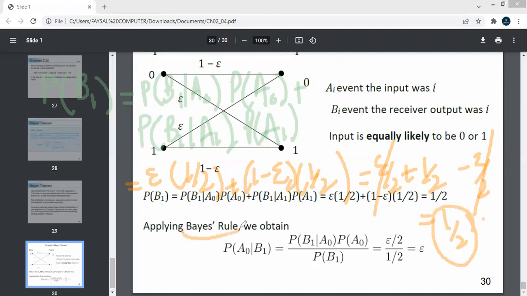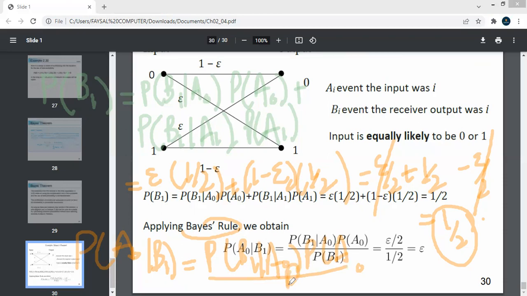So applying Bayes' rule, the probability of A0 given B1 will be equal to the probability of B1 given A0 times the probability of A0, divided by the probability of B1. So for this system, we find that this value equals mu upon 2 and this value equals 1 upon 2. So mu upon 2 times 2, this equals this one. So the answer equals mu.